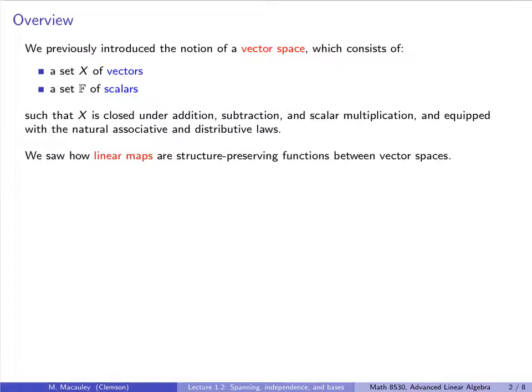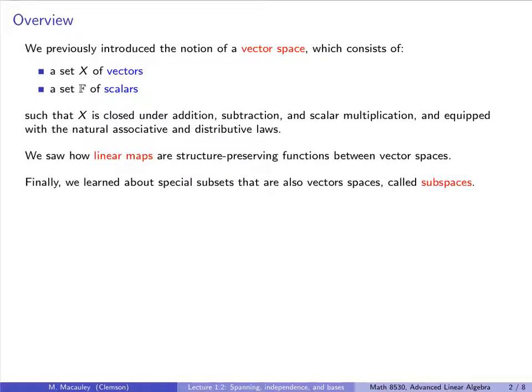We saw how linear maps are structure-preserving functions between vector spaces. And finally, we learned about special subsets of vector spaces that are also vector spaces, and those are called subspaces.